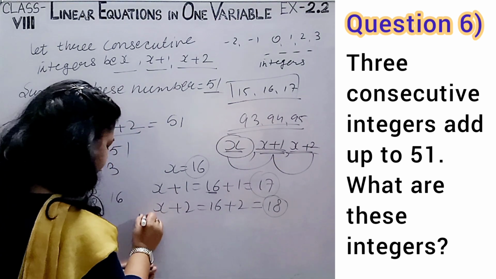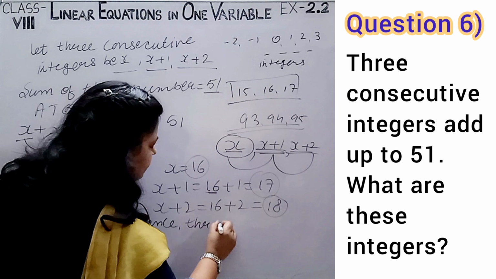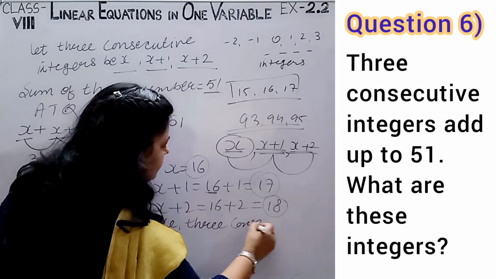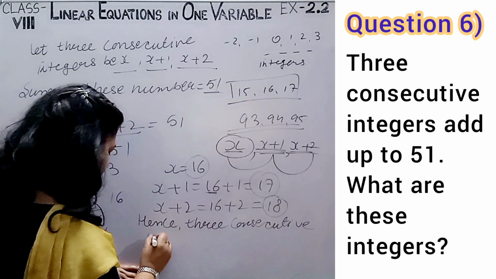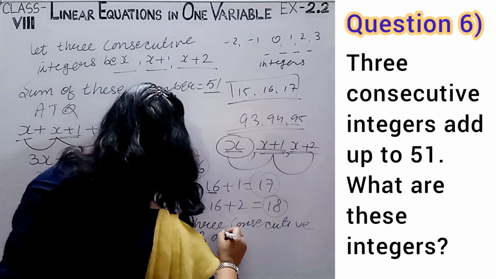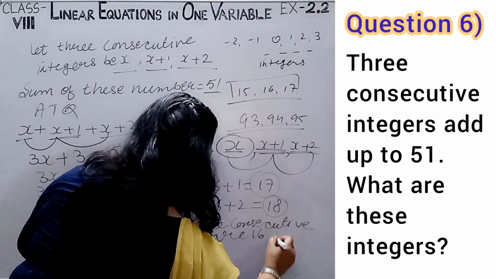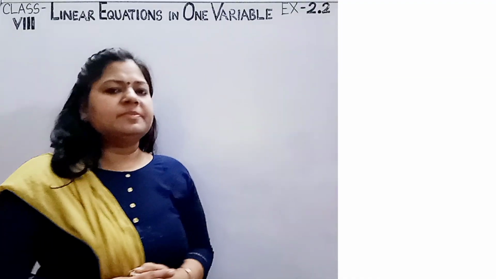Hence 3 consecutive integers are 16, 17, 18.